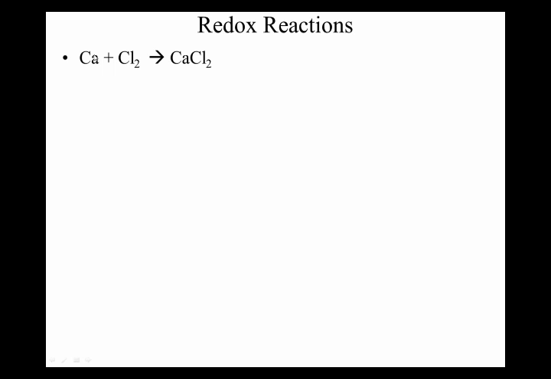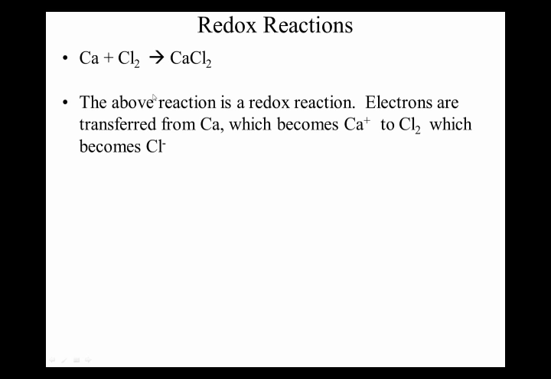So we go from calcium, and over here this must be calcium 2+. This is chlorine, it becomes chloride. So this is a redox reaction. I don't know why I wrote that wrong. This one's got lots of mistakes in it. I'm sorry, guys. I'm fixing it as I go here. So electrons are transferred from calcium, which becomes Ca2+, to chlorine, which becomes Cl-. Okay.